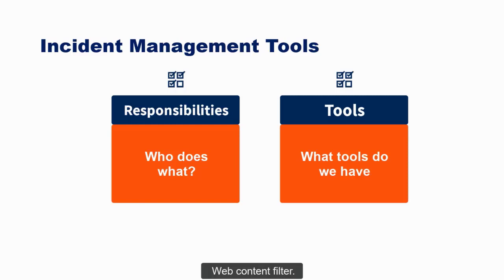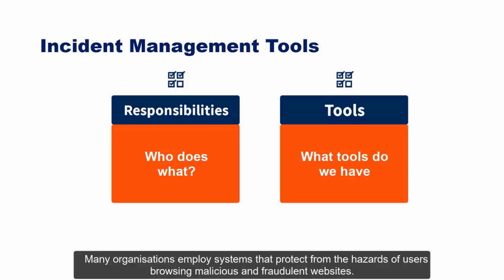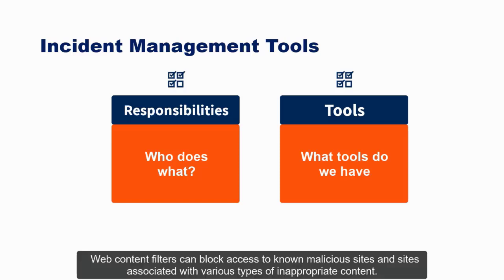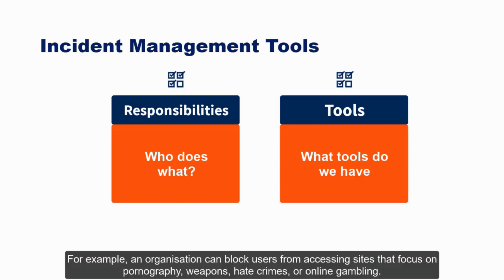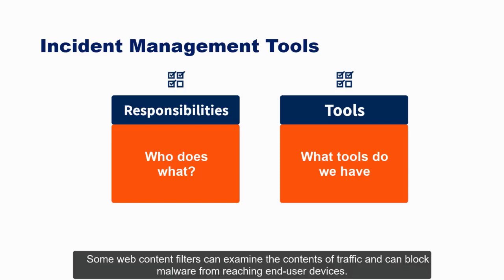Web content filter. Many organizations employ systems that protect from the hazards of users browsing malicious and fraudulent websites. Web content filters can block access to known malicious sites and sites associated with various types of inappropriate content. For example, an organization can block users from accessing sites that focus on pornography, weapons, hate crimes, or online gambling. Some web content filters can examine the contents of traffic and can block malware from reaching end-user devices.